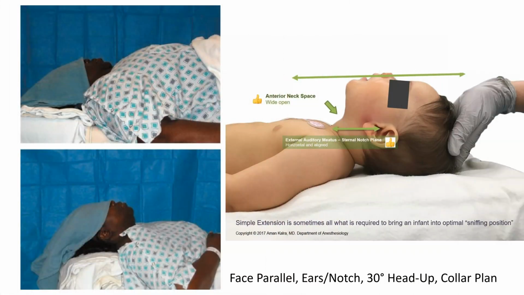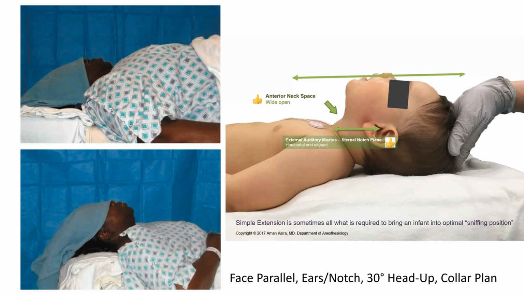One other thing that we have to make sure that we do is that you align their airway. So if you take a look at this picture, you will notice that we want the face to be parallel. We should have the ear and that external auditory meatus, which is going to be this spot right about here, line up with the sternal notch. And we should also take a look at making sure that everything is in alignment. When it's in an alignment like that, we have a better job of maintaining airway control on these little kiddos.